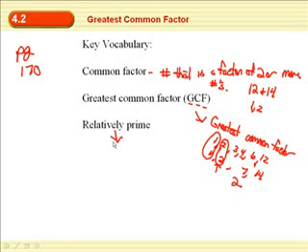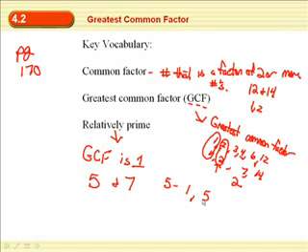And the last one is relatively prime. When you are trying to find the common factor of two numbers and you can't find anything that'll go into them except 1, that means the numbers are relatively prime. So relatively prime, the GCF is 1. Let me give you an example. 5 and 7. What are the factors of 5? 1 and 5. What are the factors of 7? 1 and 7. So what's the only thing that will go into 5 and 7 that is common? That's 1. So that's why 5 and 7 would be relatively prime.